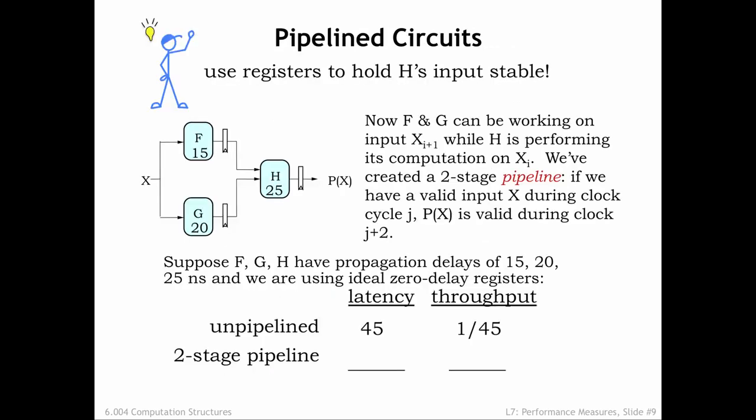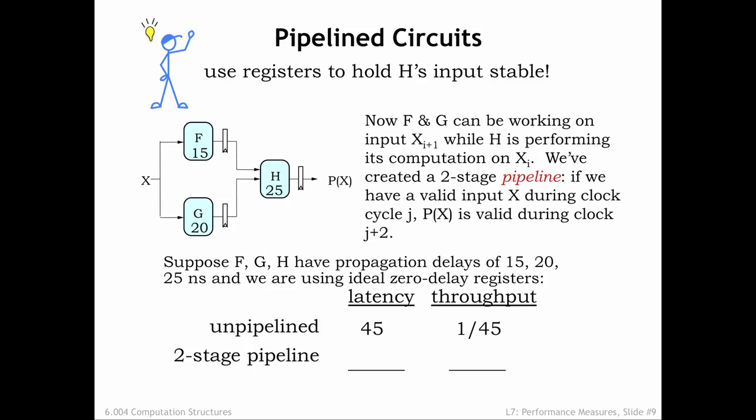Mr. Blue's inspiration is to use registers to hold the values f of x and g of x for use by H, while the f and g modules start working on the next input value. To make our timing analysis a little easier, we'll assume that our pipelining registers have 0 propagation delay and setup time. The appropriate clock period for the sequential circuit is determined by the propagation delay of the slowest processing stage. In this example, the stage with F and G needs a clock period of at least 20 nanoseconds to work correctly, and the stage with H needs a clock period of 25 nanoseconds to work correctly. So the second stage is the slowest and sets the system clock period at 25 nanoseconds.